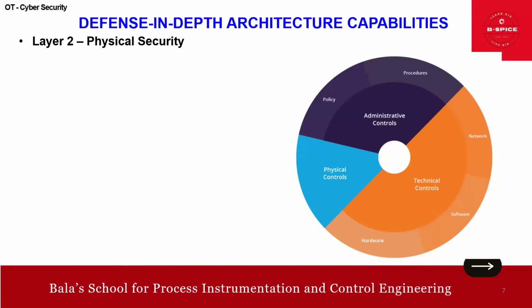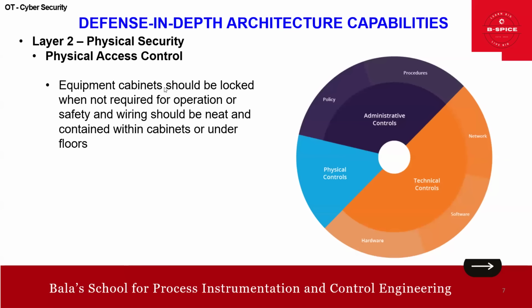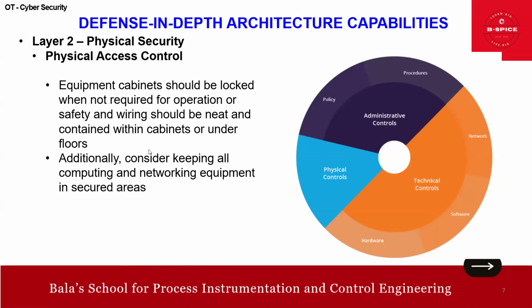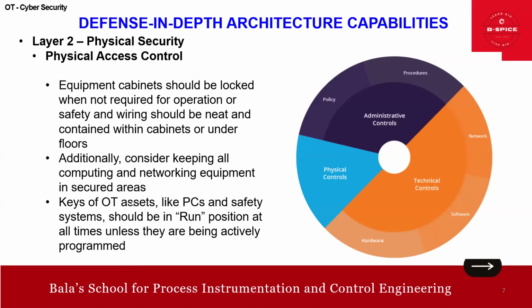Then, under layer two again, physical access control. Equipment cabinets should be locked when not required for operation or safety, and wiring should be neat and contained within cabinets or under the floors. Additionally, consider keeping all computing and networking equipment in secured areas. Keys of OT assets, like PCs and safety systems, should be in the run position at all times unless they are being actively programmed. So this is about physical access control.